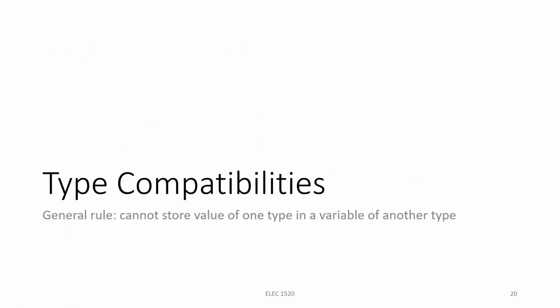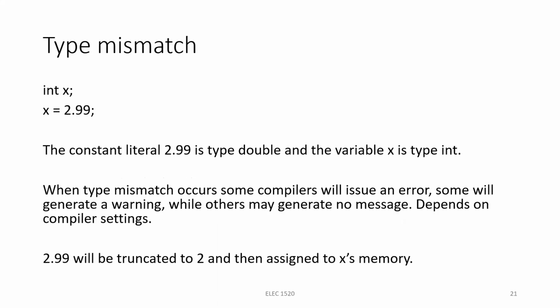Okay. Type compatibilities. We try not to store the value of one type of variable in another type, like we don't try to store doubles in ints. There are times when it has to be done, and we will learn about a typecasting technique that's appropriate at those times. But for now, we should not have to do that. We want to be careful when we're writing our code that we don't do it.